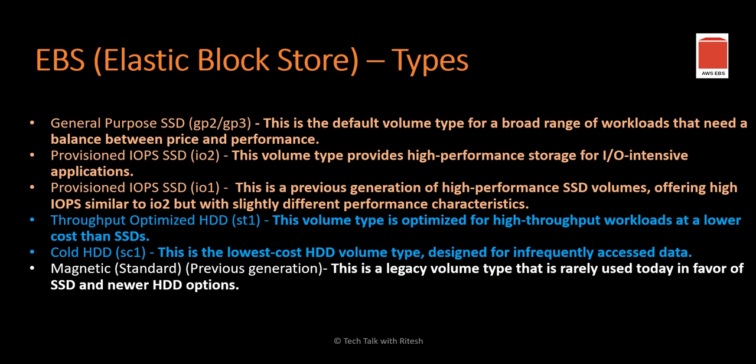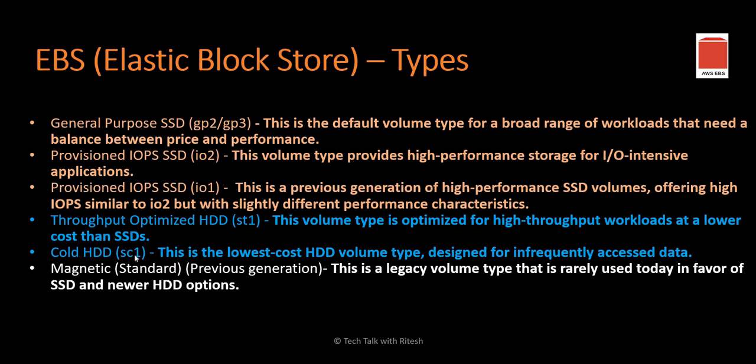Next one is throughput optimized HDD, that is hard disk drive, ST1. This volume type is optimized for high throughput. So if we need high throughput in our application workload, then we should go for it. And of course it is at a lower cost. We all know, coming from a computer science background, that hard disk drive is cheaper than SSD.